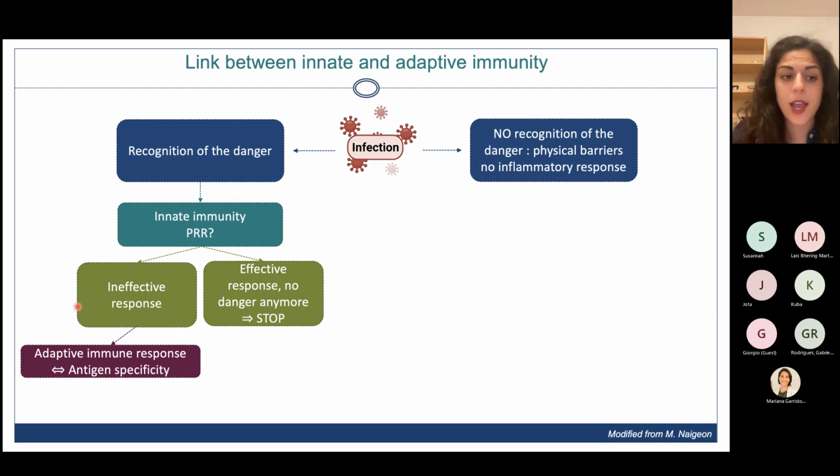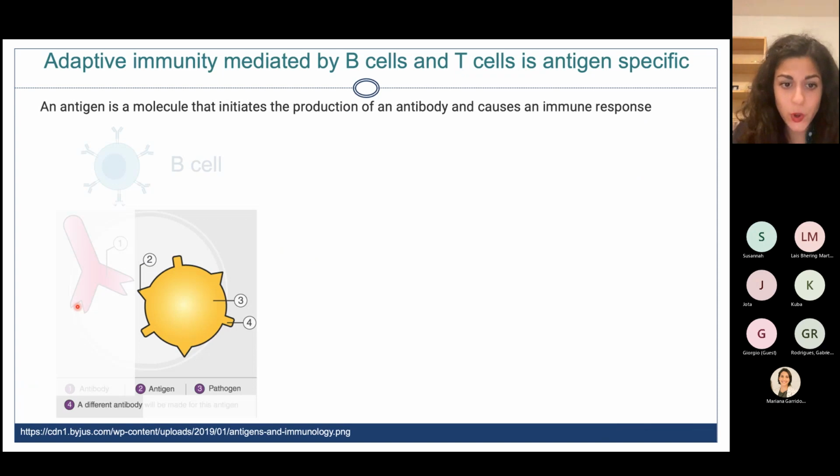And how does this adaptive immune response act? It's basically with antigen specificity. So what is antigen? So the definition is that it's a molecule that can initiate the production of antibody and causes an immune response. So here you have a pathogen that is represented by the number 3, sorry.